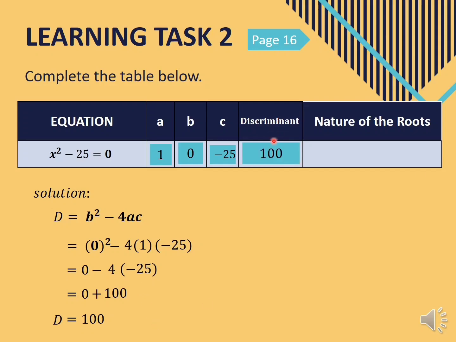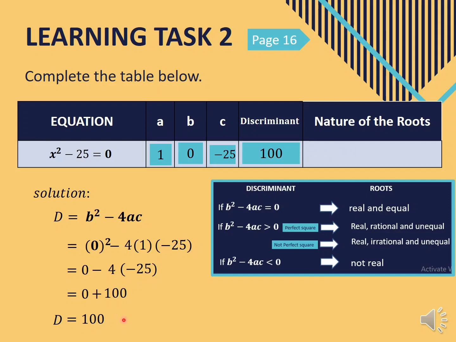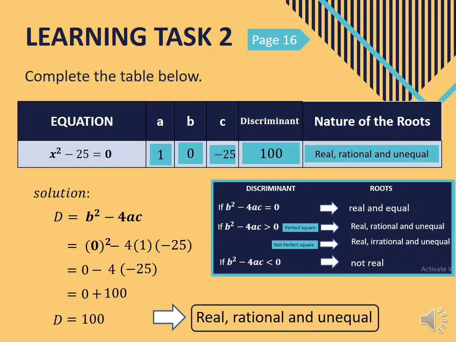So, lagay natin doon ang discriminant. So, what is the nature of the roots if the discriminant is 100? So, saan siya nagpo-fall? Very good. Greater than 0 and a perfect square again. So, the nature of the roots are real, rational, and unequal. So, you have to put it in on the table.